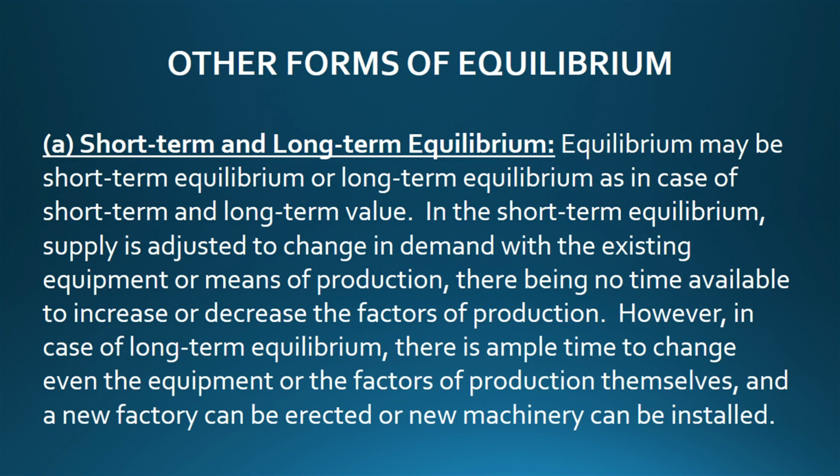Other forms of equilibrium. A. Short-term and long-term equilibrium. Equilibrium may be short-term equilibrium or long-term equilibrium, as in case of short-term and long-term value. In the short-term equilibrium, supply is adjusted to change in demand with the existing equipment or means of production, there being no time available to increase or decrease the factors of production. However, in case of long-term equilibrium, there is ample time to change even the equipment or the factors of production themselves, and a new factory can be erected or new machinery can be installed.